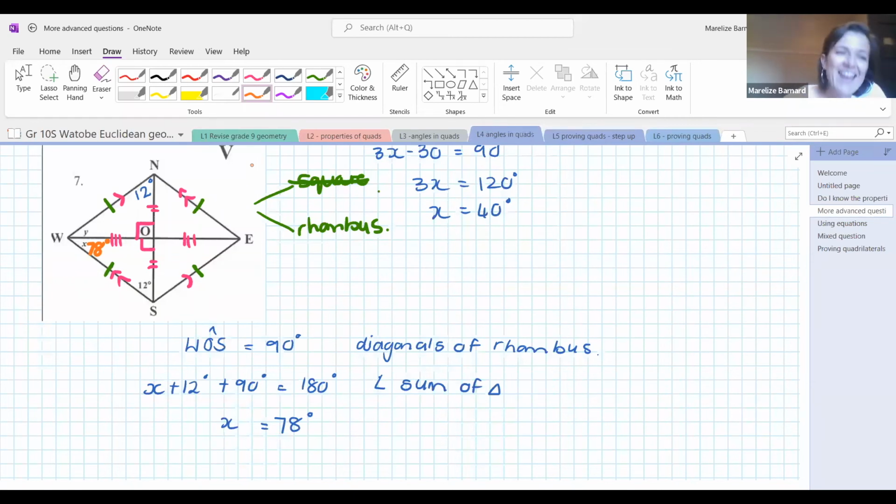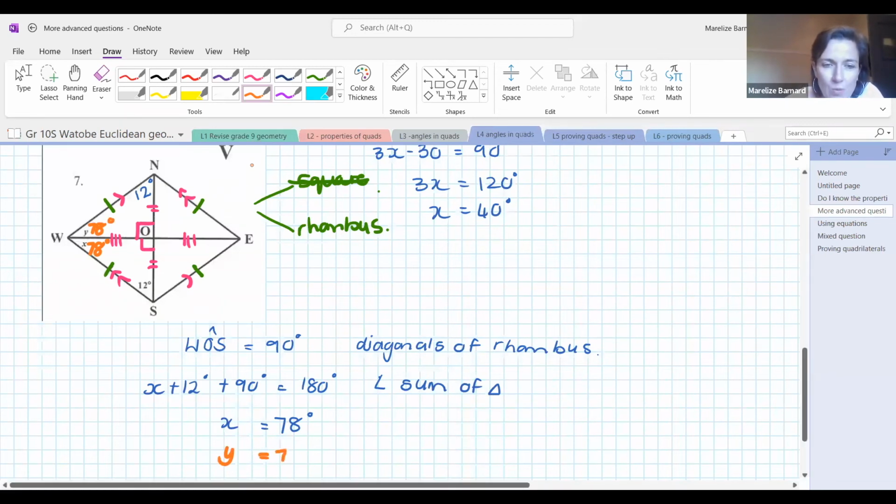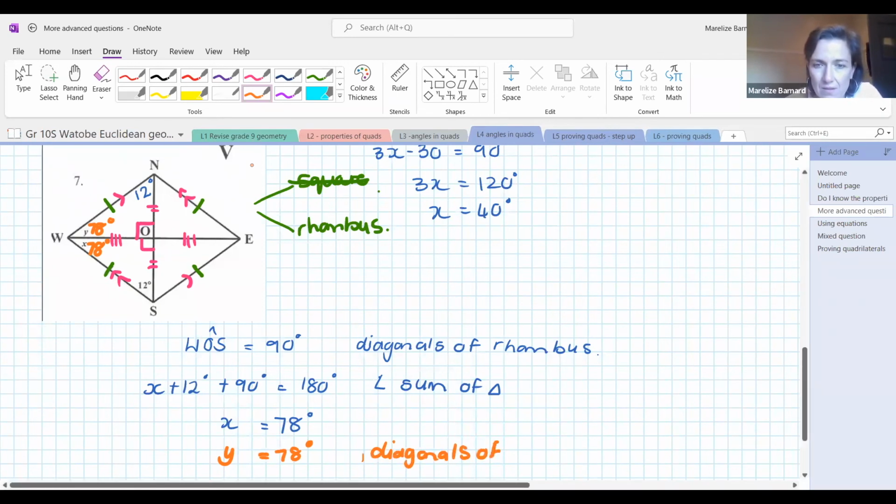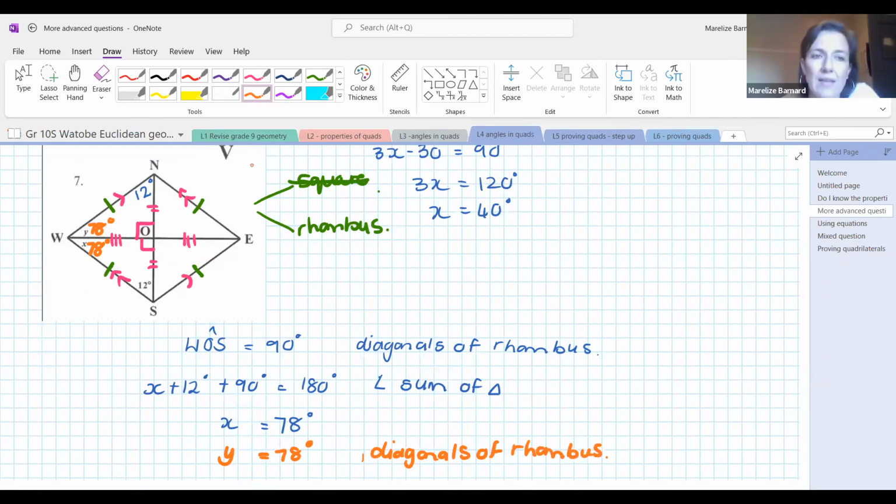Okay. Or we can just again use the properties of a rhombus and say that y is 78. And why is y 78? Because the diagonals of a rhombus bisect the angles. And that's it. That's all you needed to do.